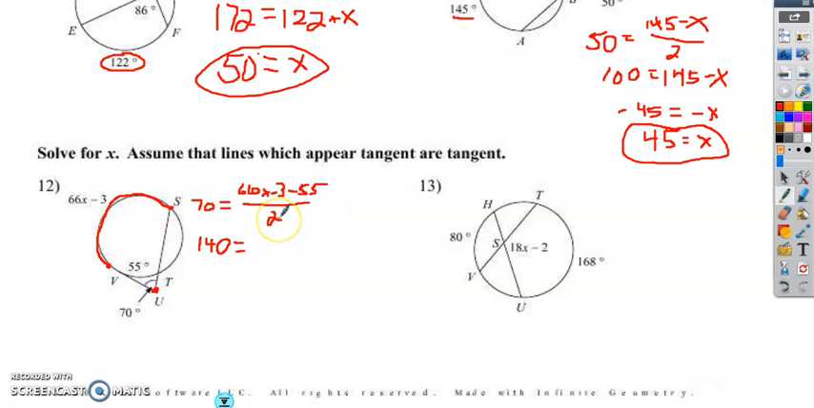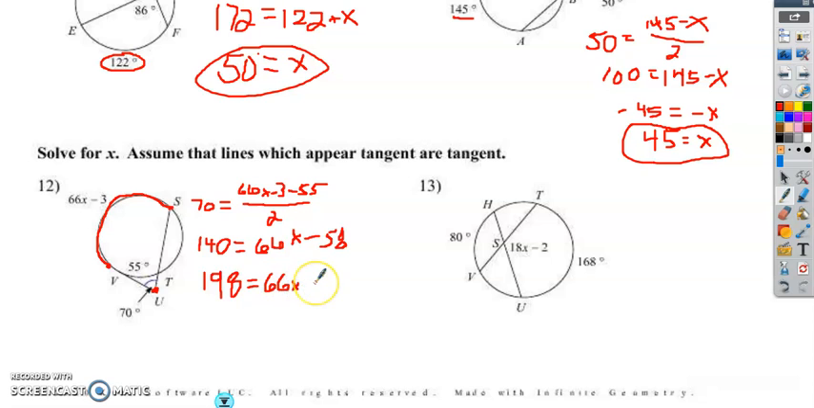I started by multiplying this side by 2 and this side by 2. That gets rid of that 2 in the denominator. So now what I'm really looking at is 66x minus 58. I'm not sure where I'm going as I'm writing this. For some reason, I'm getting out of control. All right, so now I'm going to add 58 to both sides. That's going to give me 198, I believe. So 198 is equal to 66x.